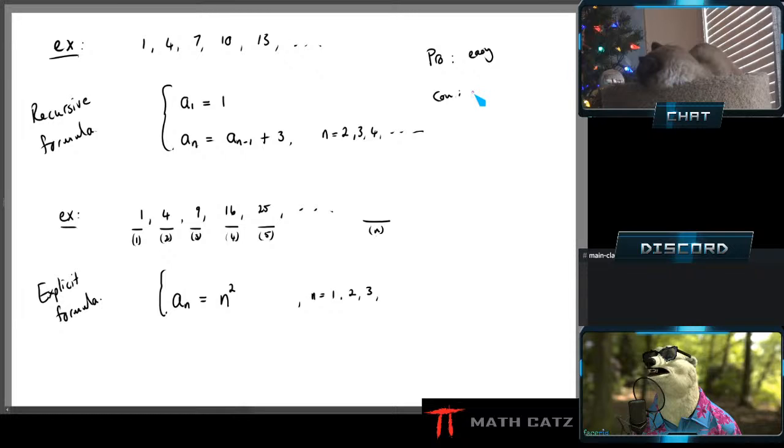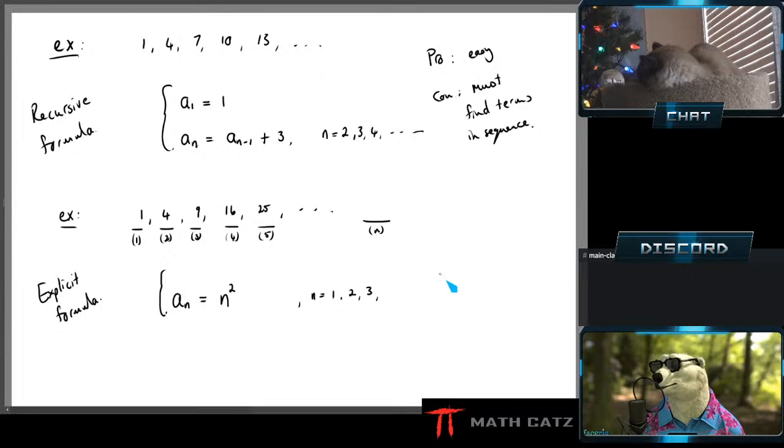A con is that I don't have the luxury of skipping ahead. I must find terms in sequence. I must find a term, the next term. Then I can go to the next one. Then I can go to the next one. But perhaps I'm only interested in the 100th term. I don't care about everything in between. This does not allow me to do that. I have to go one at a time. Pros and cons.